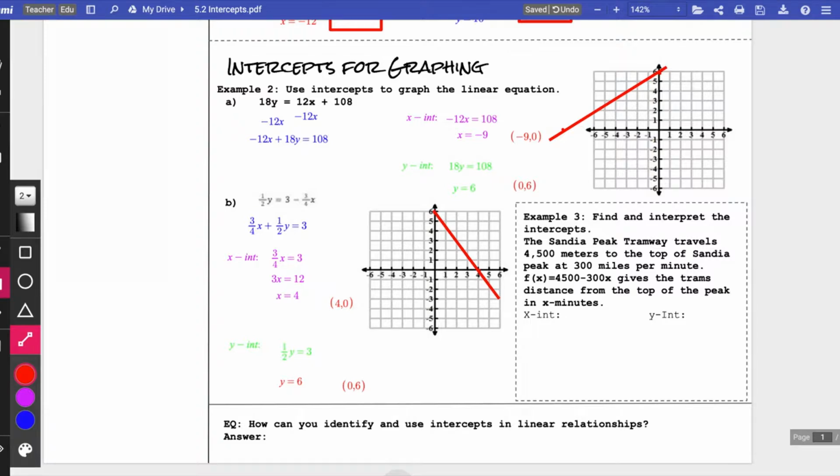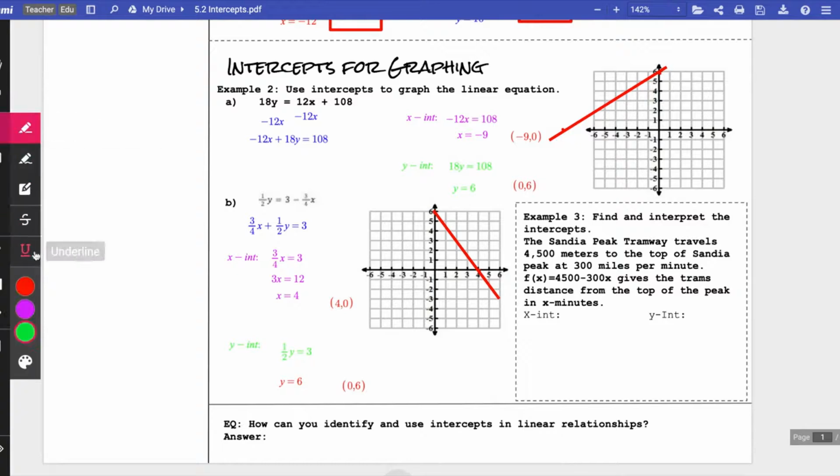So on this one, we got a word problem, and we're going to find the intercepts in a word problem, and then we're going to interpret what they mean. So in this example, the Sandia Peak tramway travels 4,500 meters to the top of the Sandia Peak at 300 meters per minute. And this time they give us the function. They give us this f of x equals 4,500 minus 300x.